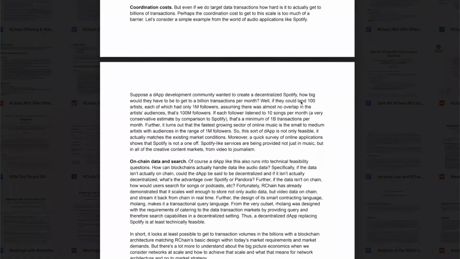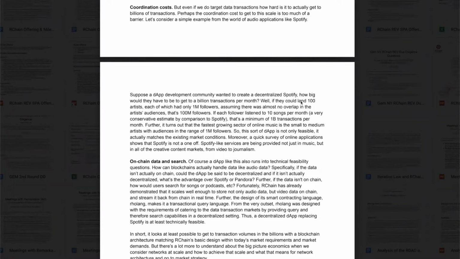Let's consider just one application of this kind, right? Imagine that there's a group of people, like Daryl Newdorf and his cronies, who want to build a decentralized version of Spotify.